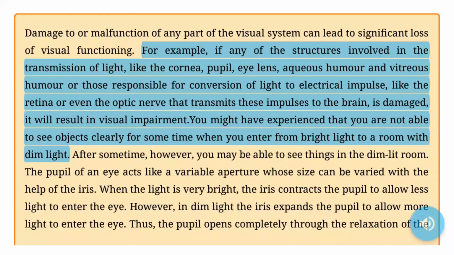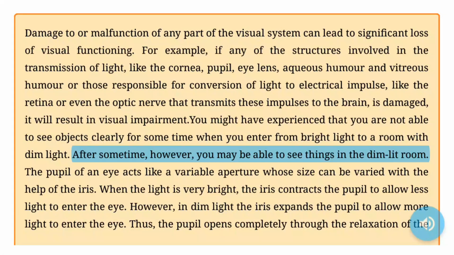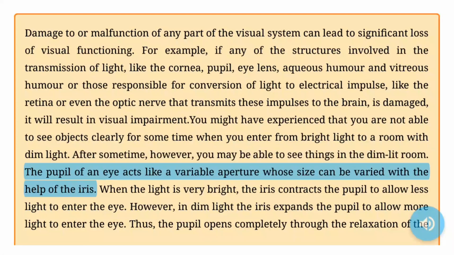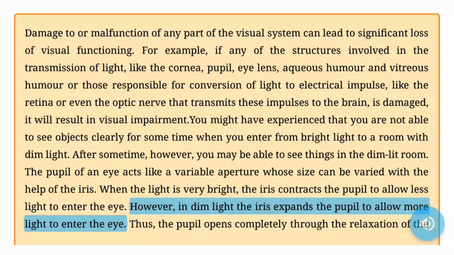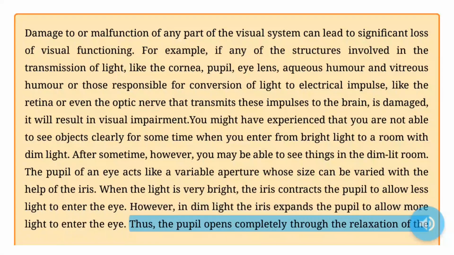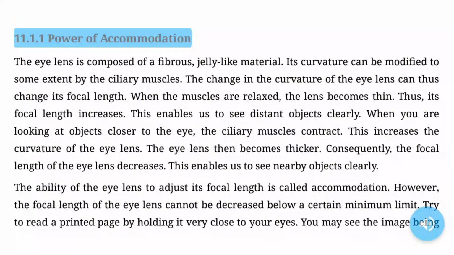You might have experienced that you are not able to see objects clearly for some time when you enter from bright light to a room with dim light. After some time, however, you may be able to see things in the dim lit room. The pupil of an eye acts like a variable aperture whose size can be varied with the help of the iris. When the light is very bright, the iris contracts the pupil to allow less light to enter the eye. However, in dim light, the iris expands the pupil to allow more light to enter the eye. Thus, the pupil opens completely through the relaxation of the iris.